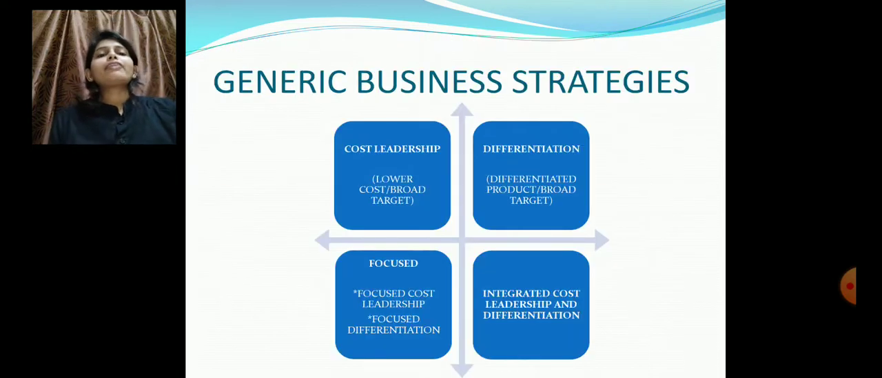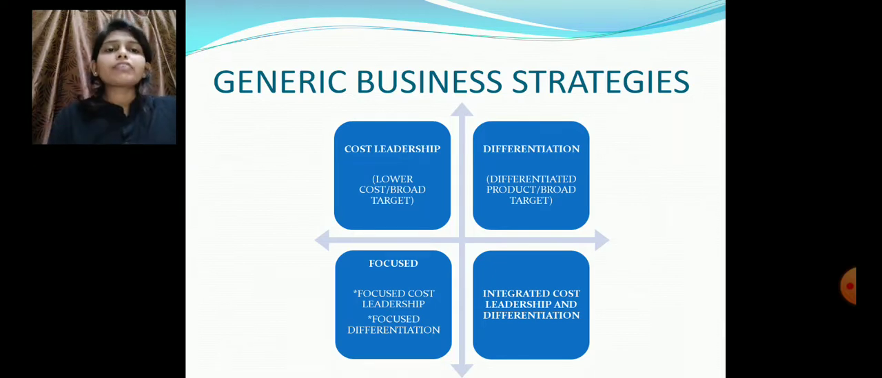Next we have a very important topic, which is important not only for short questions but also for long question answers, and that is generic business strategies. These are basically the types of business strategies that are being adopted by organizations. The first one is cost leadership, second differentiation, third focused, and fourth is integrated cost leadership and differentiation. Let's start with the first one, cost leadership.